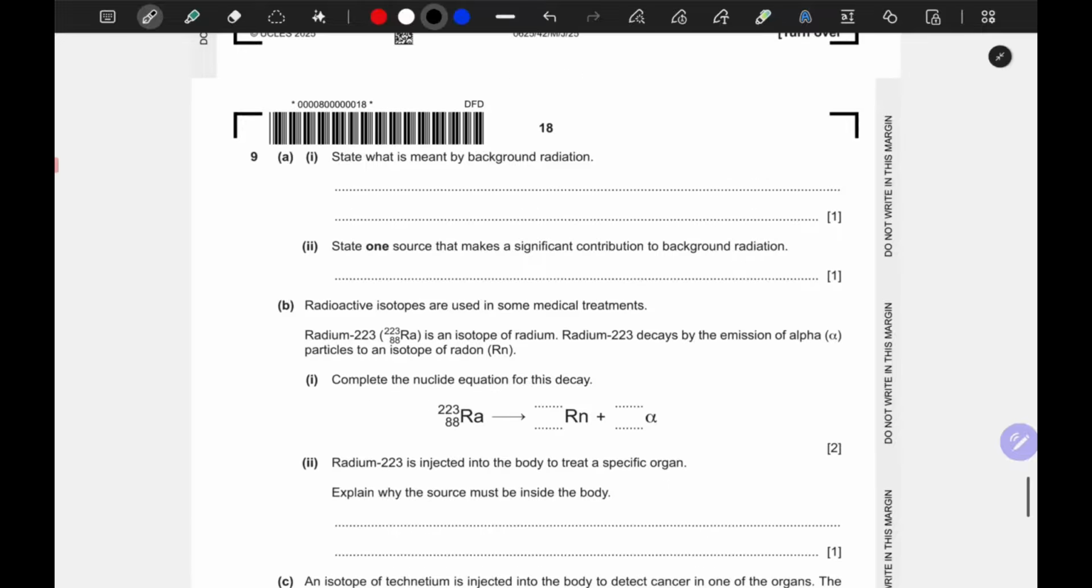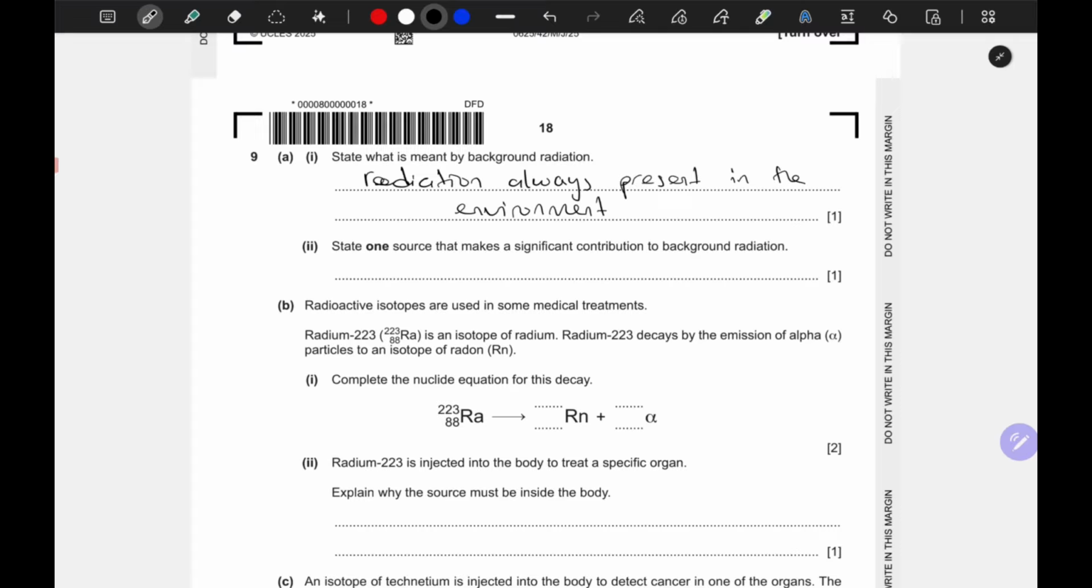Question number 9. State what is meant by background radiation. Background radiation is radiation that's always present in the environment. There are different sources for this radiation. It can be from radon gas, it can be from rocks, it can be many sources.